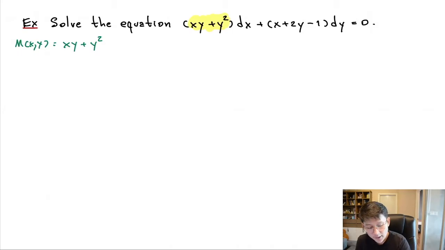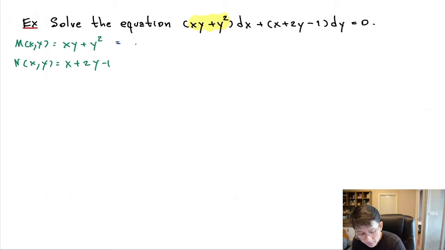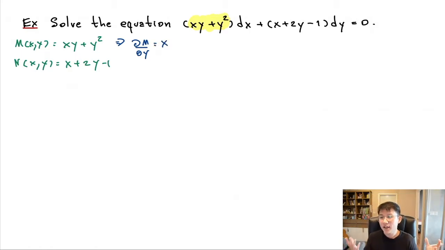Okay, and N is x plus 2y minus 1. Okay, and then guys, I find the derivative of M by y. So what I have is x, just x plus 2y, isn't it? Right?